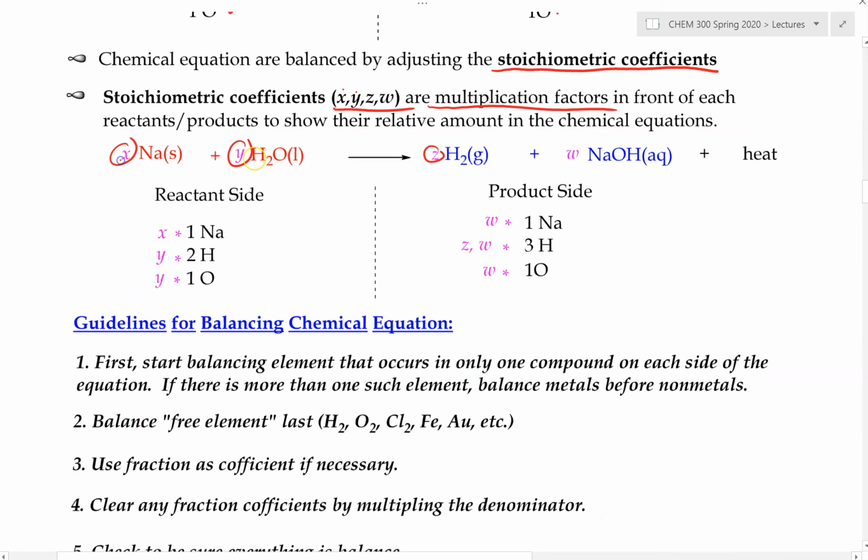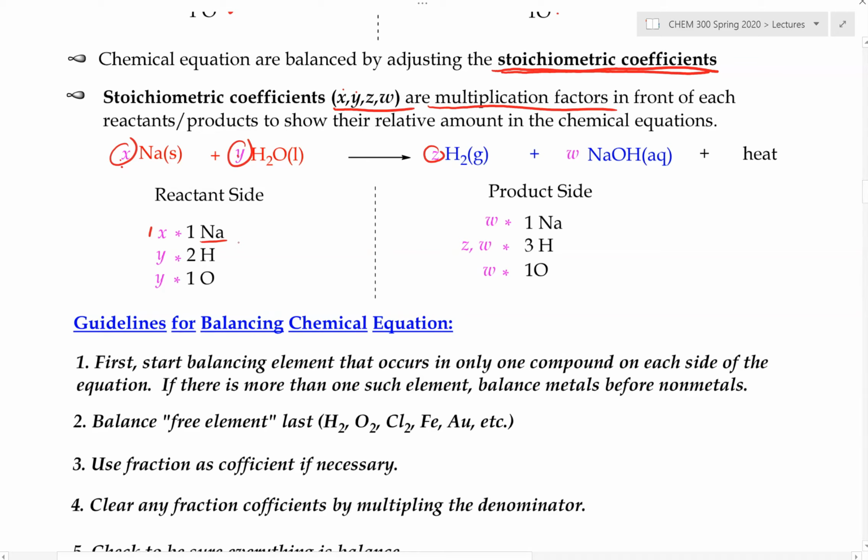But again, the chemical formula or the chemical identity of the substances does not change. And so this x, y, and z or w or whatever they may be, we call the multiplication factors or the stoichiometric coefficients. If we were to add x in front of A, whatever x may be, if x equals 1, then the amount of sodium will be multiplied by 1. Versus if x equals 2, then the amount of sodium will be multiplied by 2. So that's how it goes.